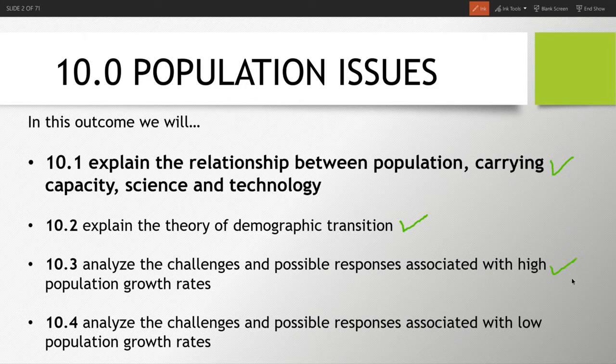And in 10.4, we'll analyze challenges and possible responses associated with low population growth rates. So the opposite scenario of 10.3.